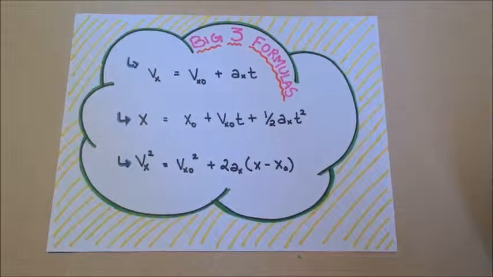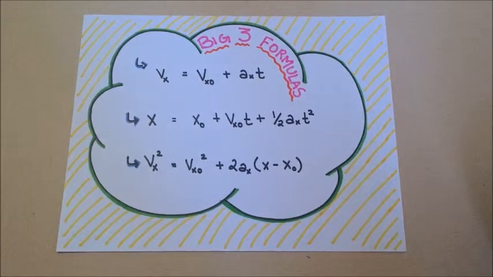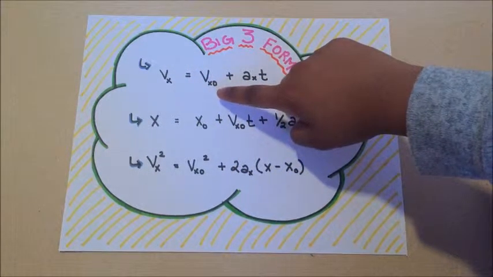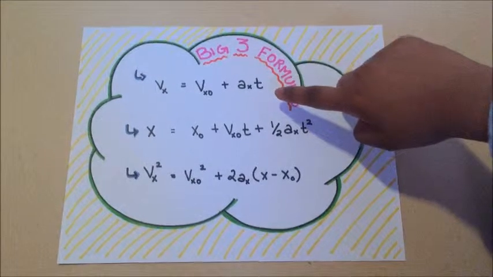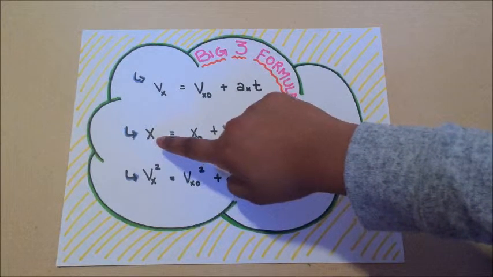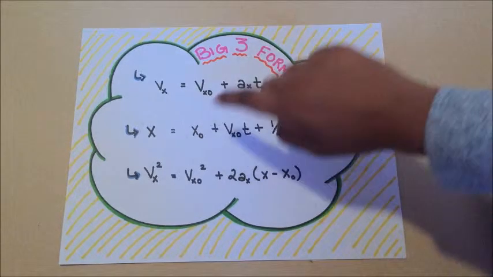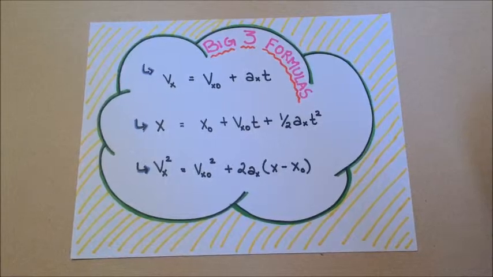So what do we use in AP Physics to solve the kinematics problems? These are the formulas we use. The Vx stands for final velocity, Vo stands for initial velocity, A stands for acceleration, T stands for time, X stands for final position, XO stands for initial position. And the subscripts stand for the dimension in which the problem is.